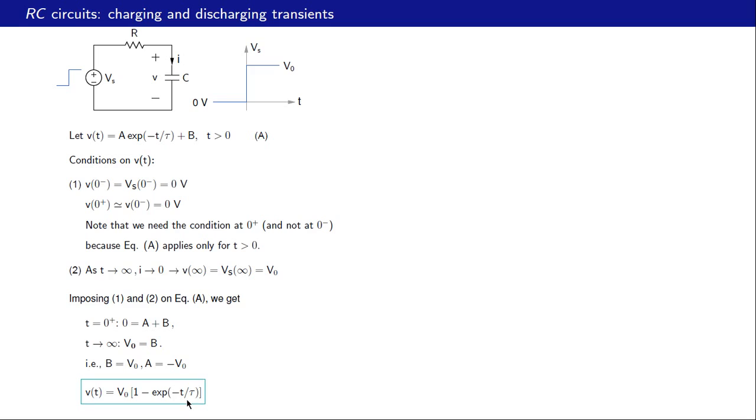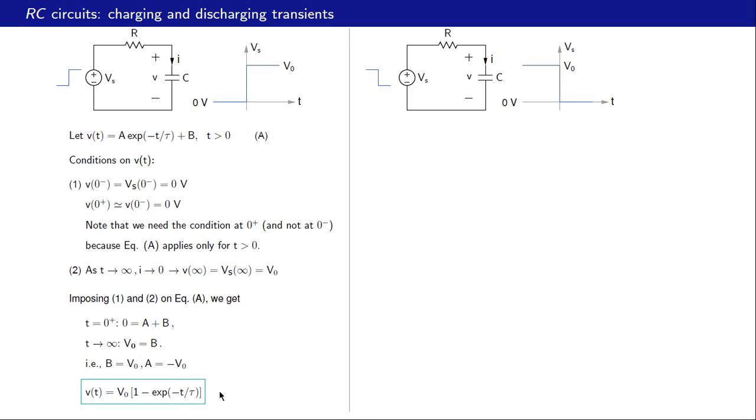Let us now look at the discharging transient. We now have Vs going from V0 to 0 at t equal to 0, and we are interested in finding V and I as a function of time as a result of this change. Let us begin with v of t equal to a e raised to minus t by tau plus b, where a and b are constants and tau is the time constant given by R times C, because the Thevenin resistance seen by the capacitor is once again R, as in this circuit here.